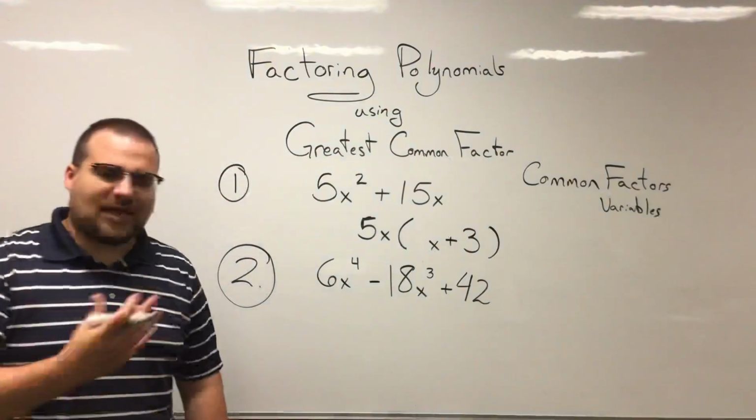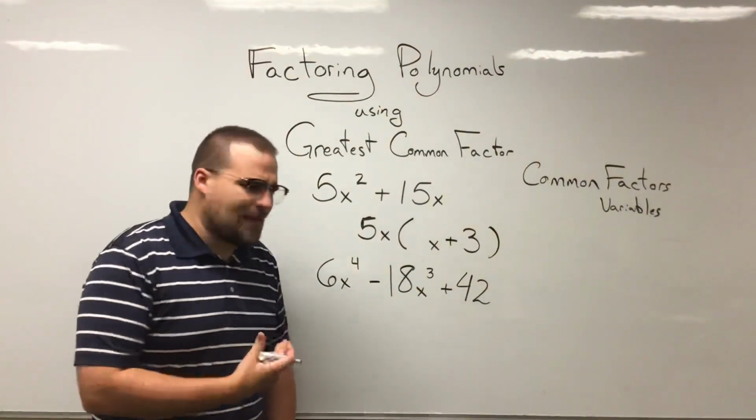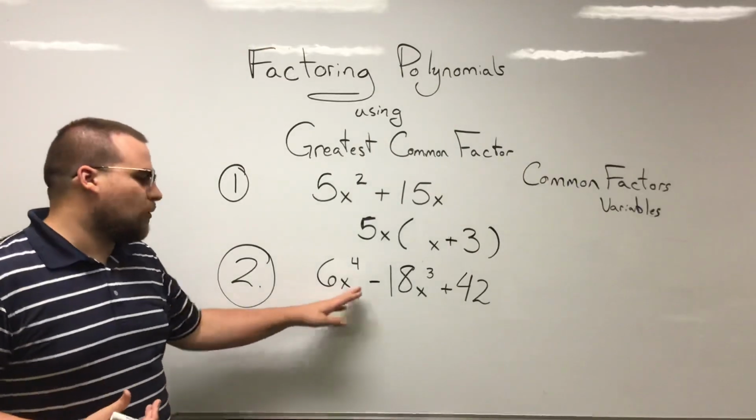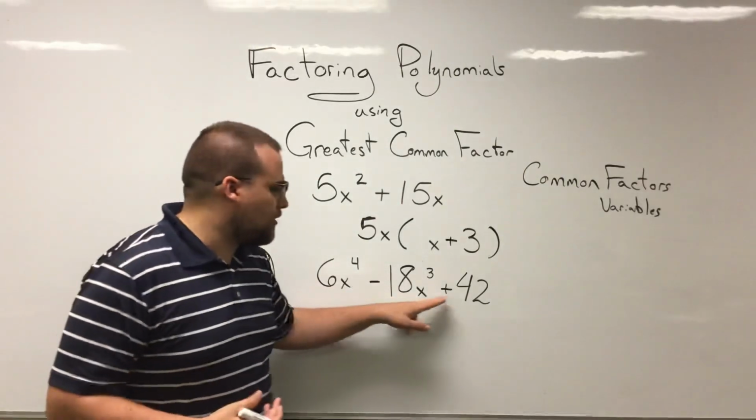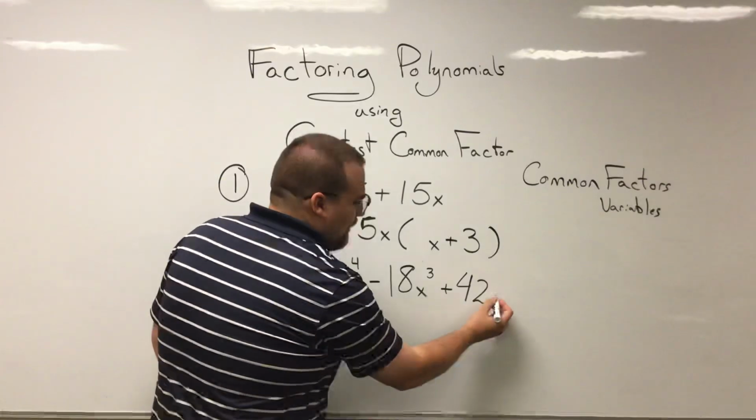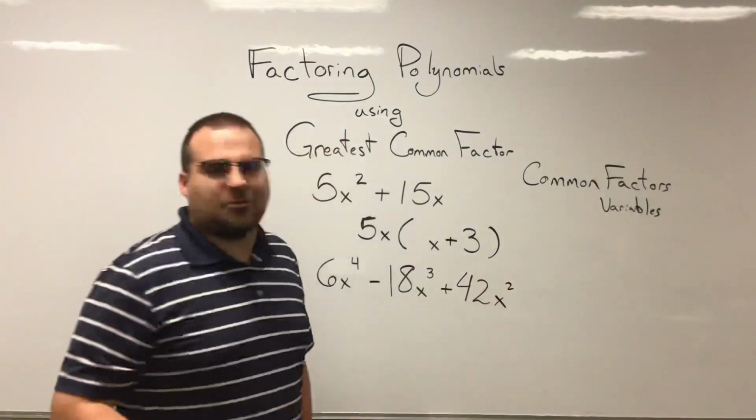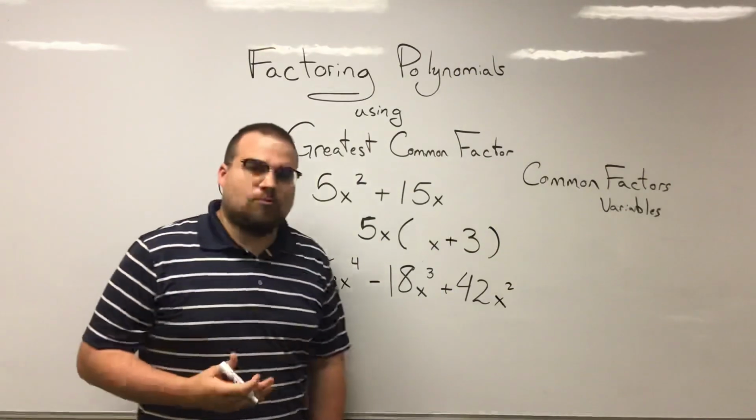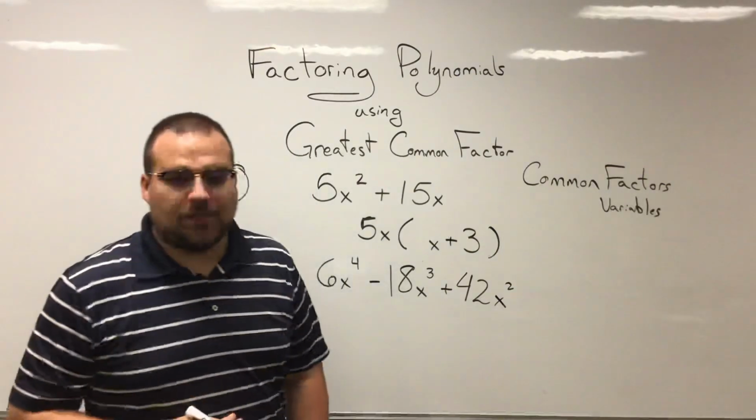Let's take a look at this second problem. We have a polynomial here, so 3 terms, 6x to the 4th minus 18x to the 3rd plus 42, and I meant to write x squared with that, my bad. What do they have in common? What number do they have in common?